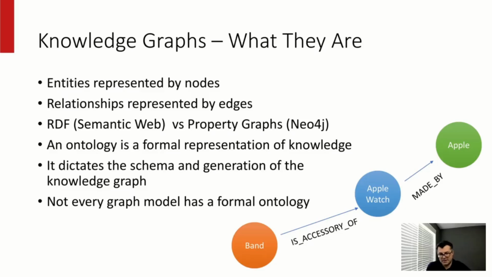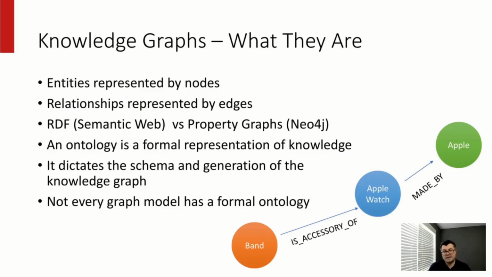And then we have relationships which are represented by edges. And here, Band is an accessory of the Apple Watch, and then Apple Watch is made by Apple. So that would be one example of how entities and relationships are being stored in a knowledge graph.